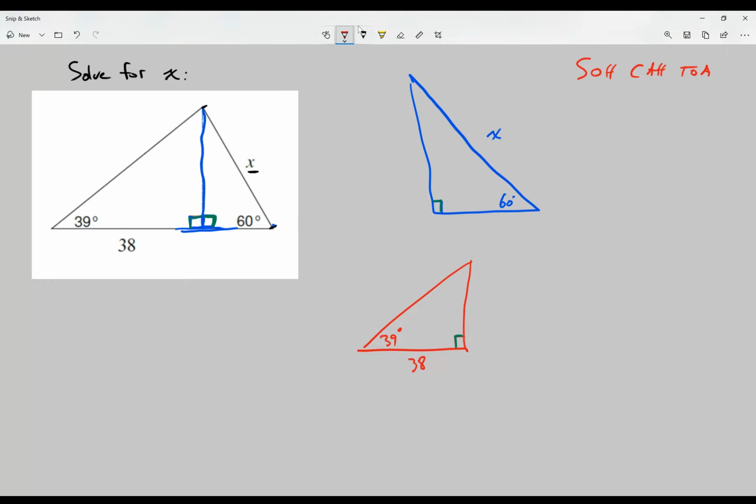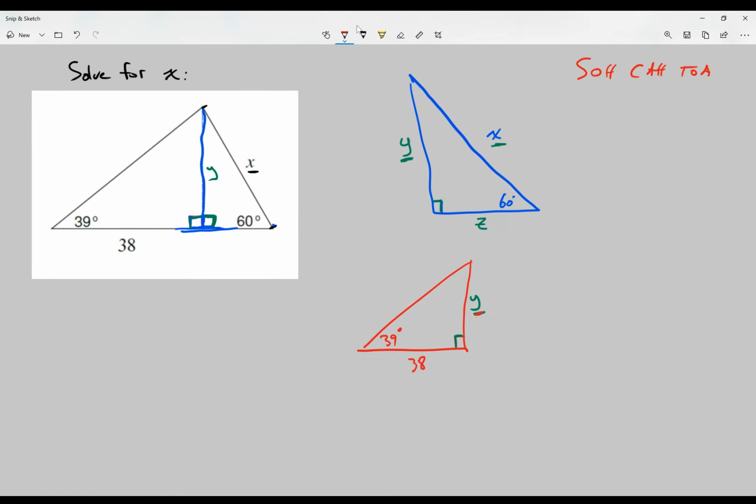Now, the question says solve for x. In order to solve for x, I need another side length in my blue triangle. I need either this side length or this side length. Let's call it z. And what's nice about y is it is a shared side length with the red triangle right here. And so if I find y in the red triangle, I can then use it in the blue triangle to solve for x. So let's go to the red triangle. I'll do my calculations in red here.